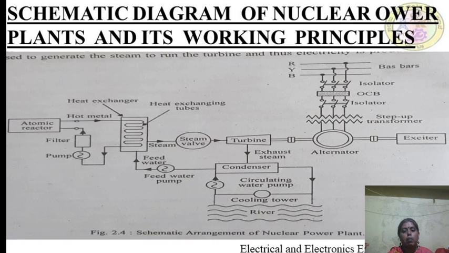The turbine is coupled to the alternator. So the rotation of the turbine is transferred to the alternator, which is connected to the same shaft of the turbine, and the alternator also starts rotating. An exciter is connected to the alternator. So electrical energy will be developed in the alternator.